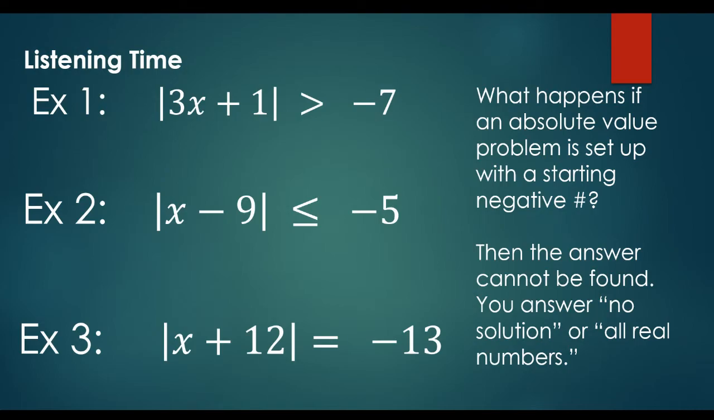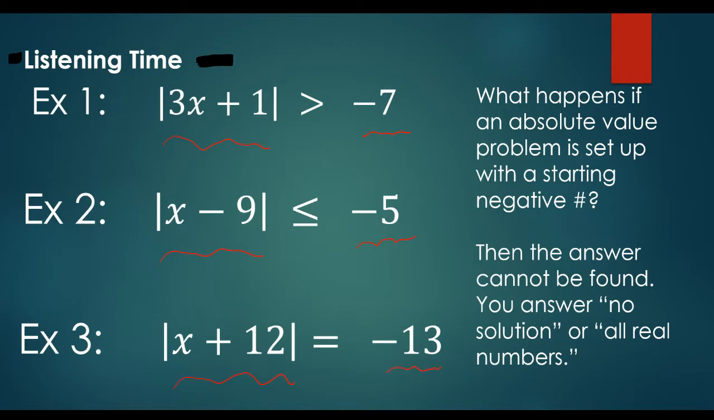Okay. So here's an example of that. So I wrote up here that this is just listening time. You're not writing right now because this is just a very easy comment. So here's absolute values that are all set up. Absolute value with a negative at the beginning. Absolute value with this -5 at the beginning. Absolute value equal to a negative number.